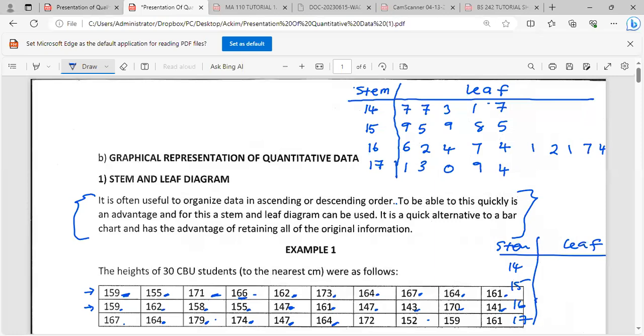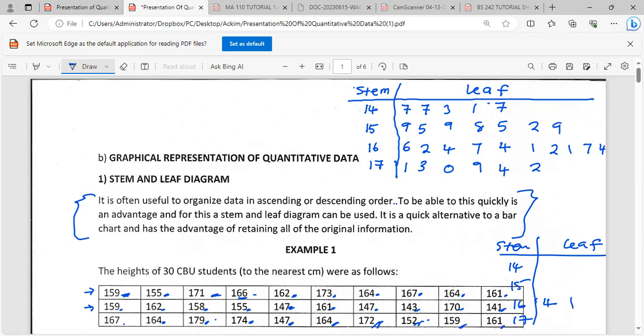Then we have 172. So we continue for 17. Then 152, we put the 2 there. 159, we put the 9 there. 161, so we put the 1 there. So it means that was the continuation. The one that's down here is the continuation.